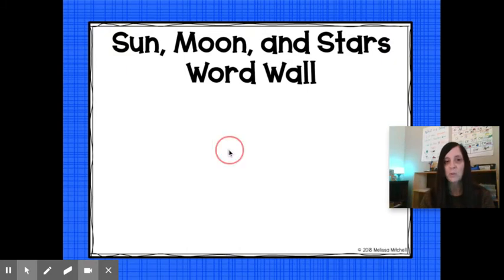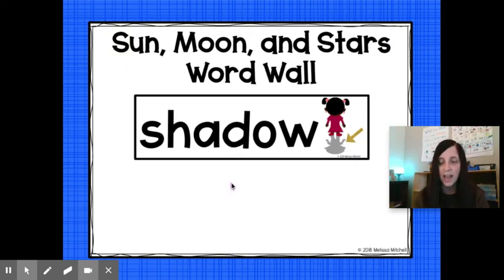Some of the other new words are shadow. Shadow. In one of our books, there was actually an experiment that you can do. And what you do is you go out on a sunny day, hopefully, probably when it's warm out, but maybe when it's a little cool.